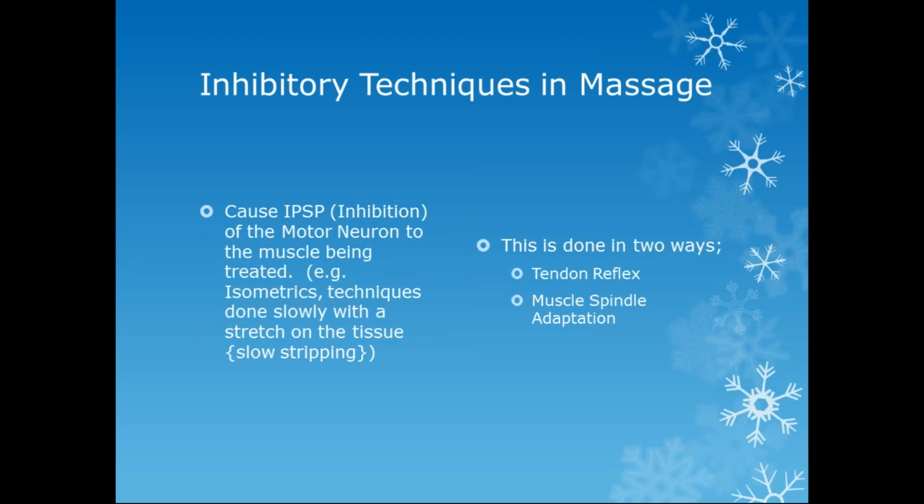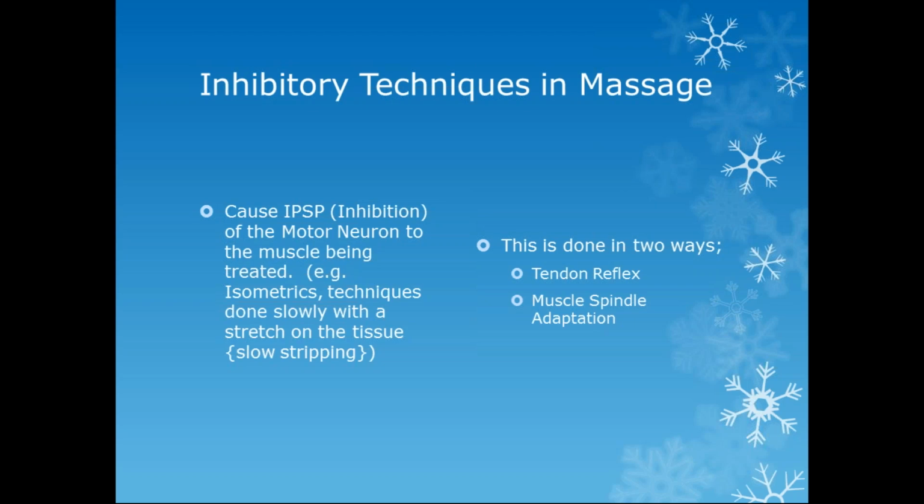Inhibitory techniques, then, we want to cause an inhibitory postsynaptic potential. So we want to cause inhibition of the motor neuron to the muscle being treated. For example, your isometrics, which you'll learn later, and other techniques which are done slowly with a stretch on the tissue. Remember that stretch is the most important thing. So things like slow stripping.